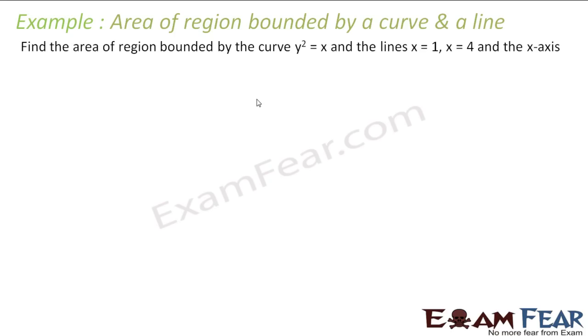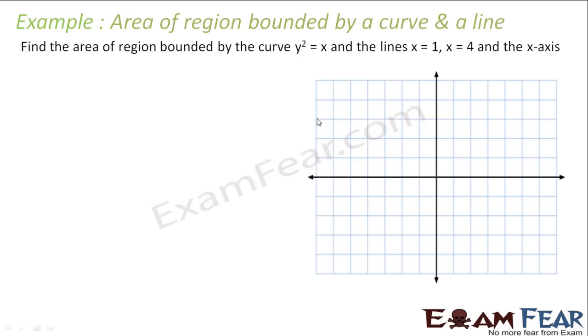Let's take one example. Here you have to find the area of the region bounded by the curve y square is equal to x, the line x is equal to 1, the line x is equal to 4, and the x-axis. That means we have, let's suppose, this xy axis. I have my curve y square is equal to x, and then I have this line x is equal to 1. If I assume this is 1, this is 2, this is 3, this is 4, 5, here I also have one line. x is equal to 4 is one line.